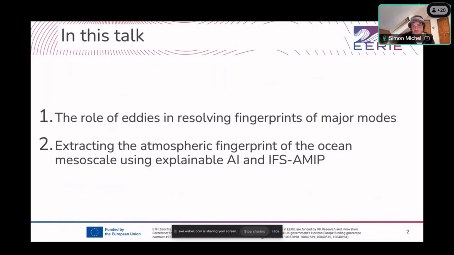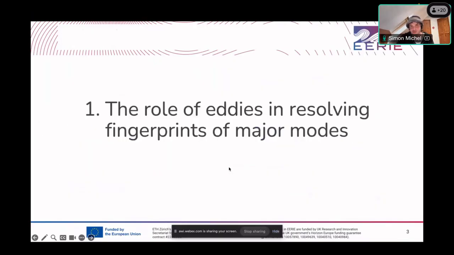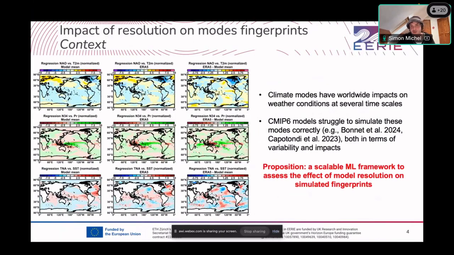In both cases, the first one is not ready yet because we want to add EERIE simulations, and for this one we just started with IFS simulations actually. So for the fingerprints, climate modes such as the North Atlantic Oscillation, ENSO, or Southern Annular Mode have major impacts at different timescales depending on the modes. It can be in terms of precipitation, temperatures, etc. And there are several of them.